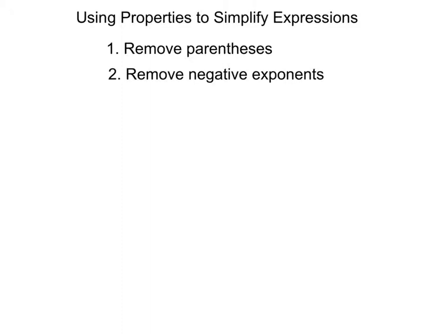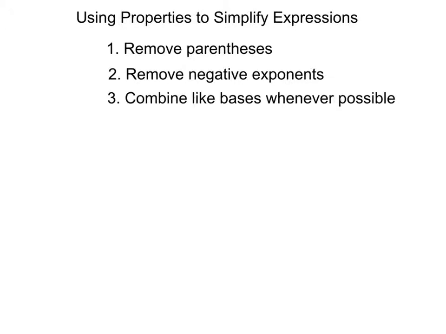Now we'd like to be able to use the properties I just went over to simplify expressions. And before we do some examples of this, let's be clear about what we mean when we say that we're going to simplify expressions. Number one, it means we're going to make sure we've removed any parentheses. Secondly, it means we've removed any negative exponents from the expression. It also means we would combine any like bases, whether they're in the numerator or denominator or one of each. And lastly, it means you would have evaluated any numerical expressions.